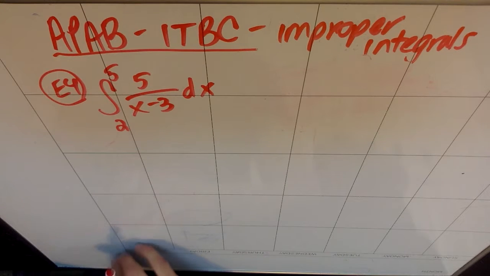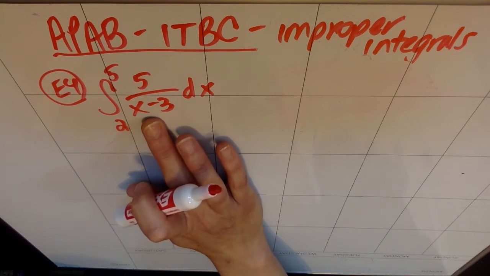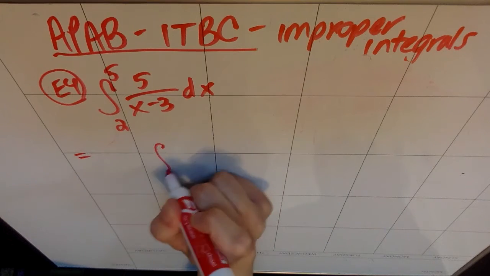So in example 4, we're given the integral from 2 to 5 of 5 over the quantity x minus 3 dx. Notice that there would be a vertical asymptote in this function at x equals 3, and because 2 to 5 includes that window, we have to treat this as an improper integral. So essentially, we have to split this into two integrals.